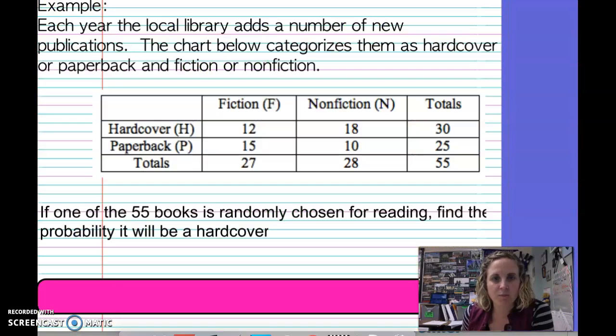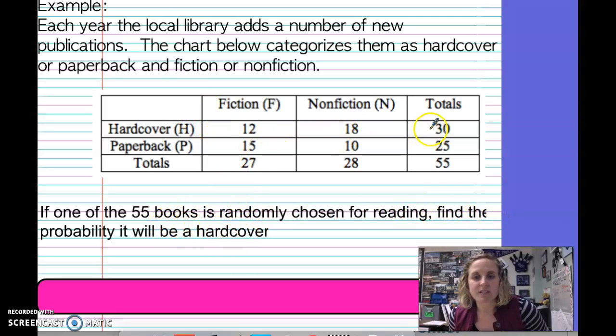All right, so a lot of the conditional probabilities we have are going to be given from a table like this that you see on your screen. If one of the 55 books is randomly chosen for reading, find the probability that it will be hardcover. Well, hardcover totals is 30. We have 30 out of 55 as a hardcover.